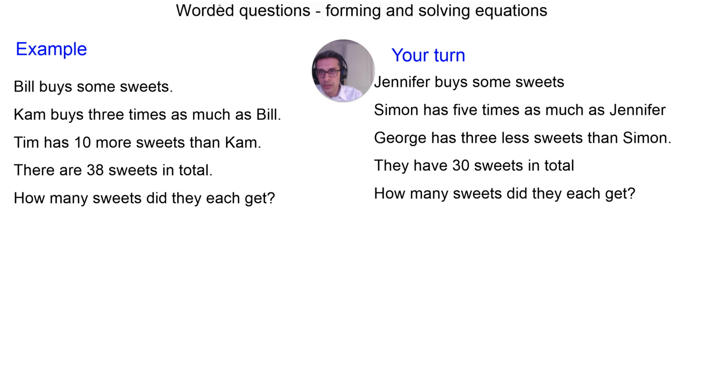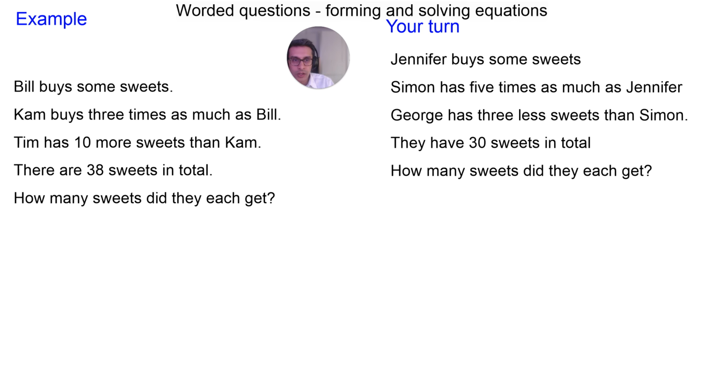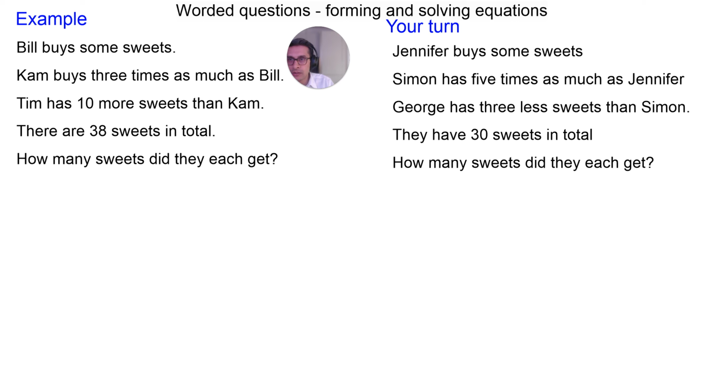Here are some more questions for you to try. Pause the video and have a go, and then I'm going to go through both. Okay, so if you need more time, pause the video again. So let's work through the first example. Bill buys some sweets. Cam buys 3 times as many as Bill, and Tim has 10 more sweets. Together there's 38 sweets. How many did they each get?